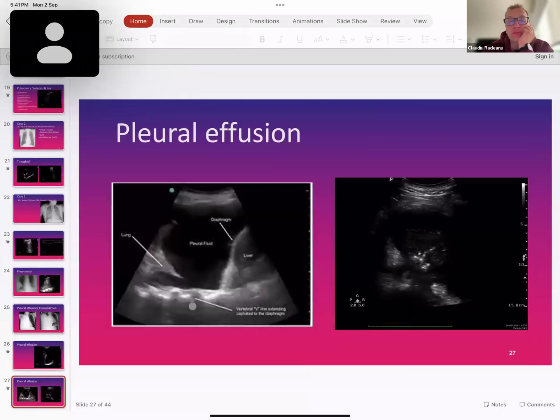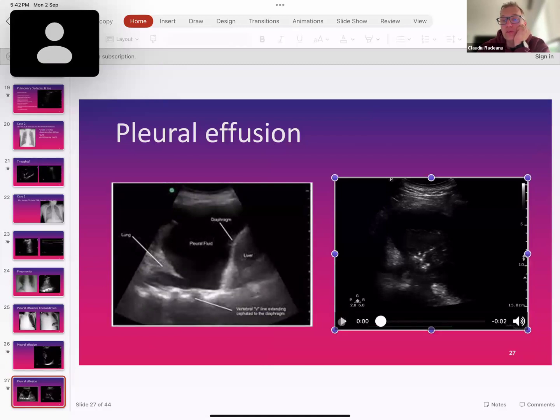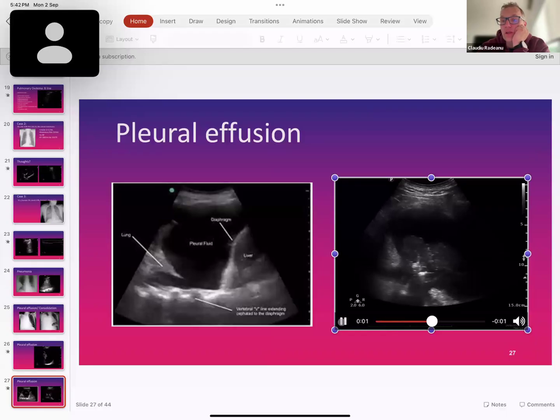More pleural effusions. So we're going to go, this is the liver with the diaphragm. This is the lung, and this is the pleural effusion. And this is the spine, which you use to differentiate, yes, you're in the right spot, and you'll see this is called the spine sign. Now, let's have a look at another video.